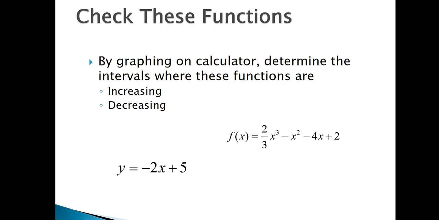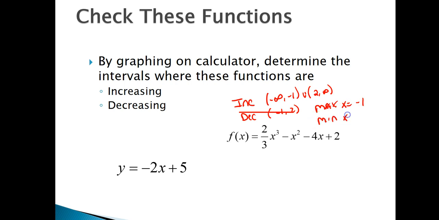for this function then, we would write it this way. It's increasing from negative infinity up to negative 1, and it's also increasing from 2 to infinity. It's decreasing from negative 1 to 2 to fill in the gap. It's got a maximum at x equals negative 1, and it's got a minimum at x equals 2. All right, so that's the way we characterize that.